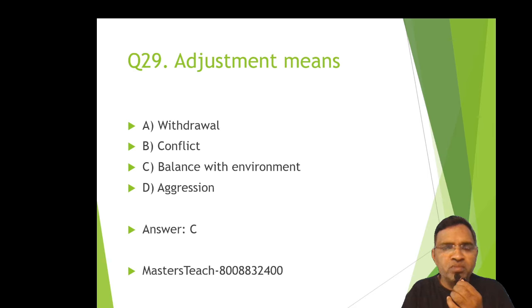Do remember. So adjustment means A. Withdrawal, B. Conflict, C. Balance with environment, D. Aggression. So remember, the answer is C. Balance with environment. That is called as adjustment.